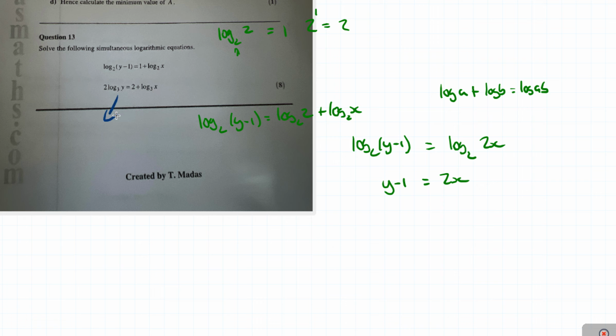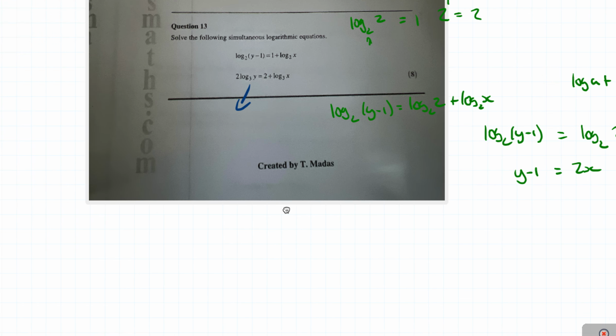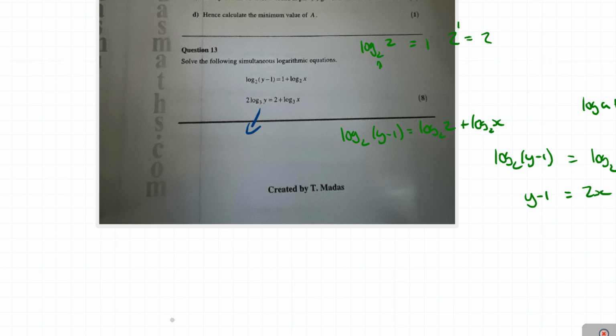And then we can go back to our second equation here. So we've got 2 log base 3 of y equals 2 plus log base 3 of x. So here we're going to do a similar approach, where we're going to get rid of the 2. So here we want base 3, so we want to work out what does 2 equal. Essentially that's going to equal 9, because 3 squared is equal to 9, so therefore log base 3 of 9 is equal to 2. Okay, 3 to the power of 2 gives you 9. So the log base 3 of 9 gives you 2.